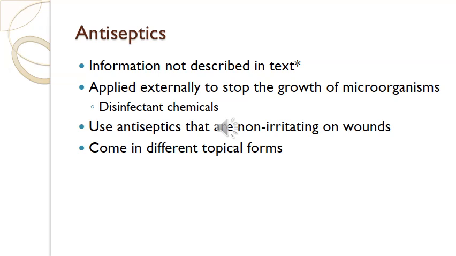The first type of topical we're going to look at is classified as antiseptics. These are different types of formulations that are applied externally, and the idea is they stop the growth of microorganisms. They use disinfectant-type chemicals to destroy the microorganisms. There are many different types. The thing to be aware of is that some antiseptics can actually inhibit wound healing, and we're going to talk about some different types of antiseptics, both those that are irritating and non-irritating to wounds. Ideally, you want to use non-irritating antiseptics.